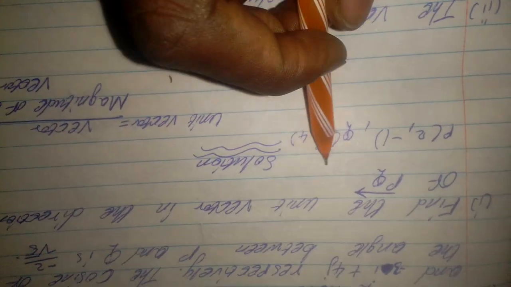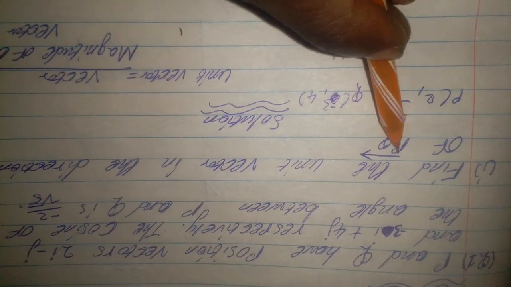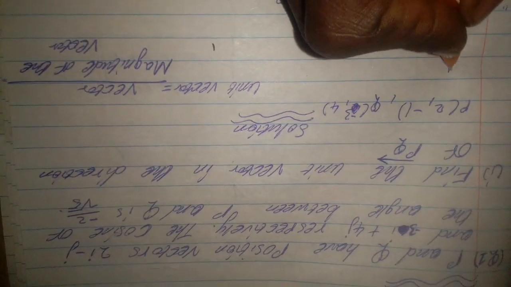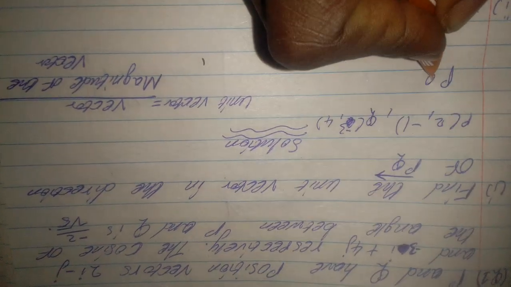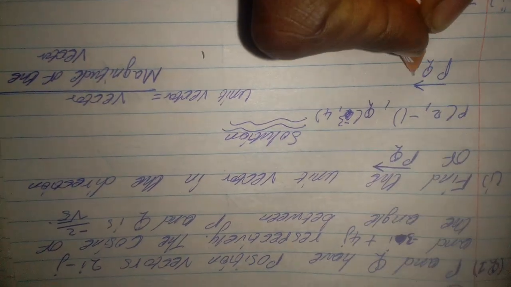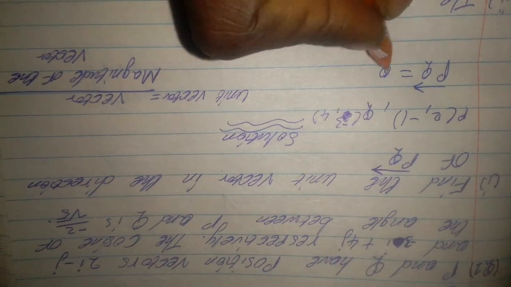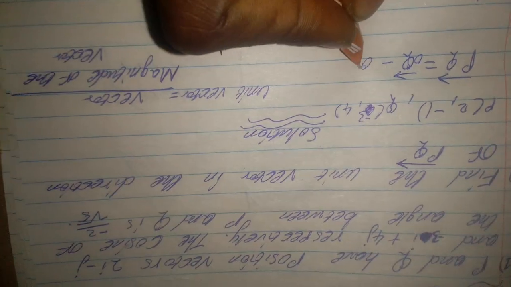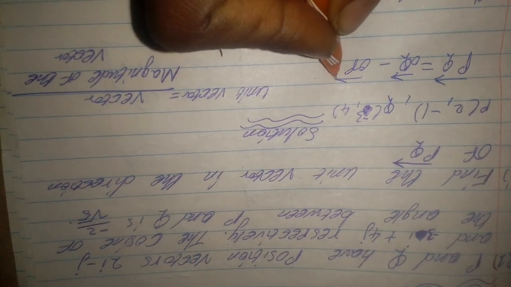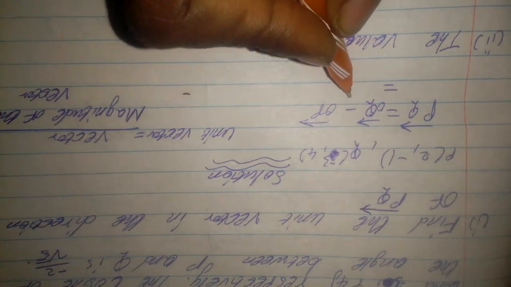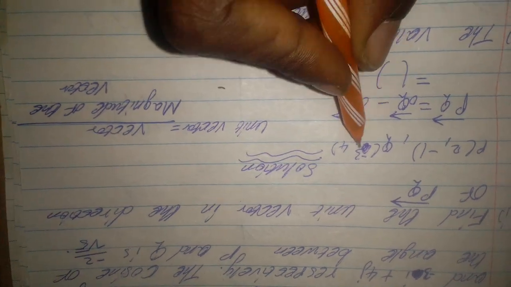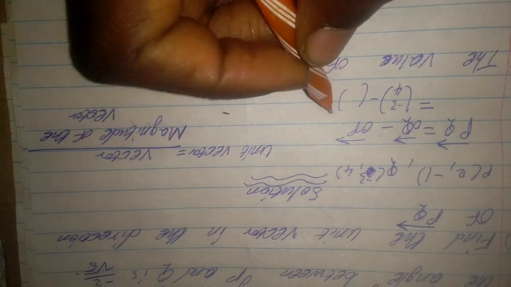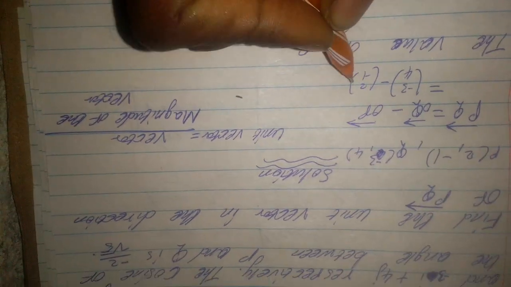Once you've gotten the coordinates, what you need to do next is find this vector. How do you do that? You simply say vector PQ is equal to the position vector of Q minus the position vector of P. Then you substitute the coordinates. You're going to say negative 3 minus open bracket P there.